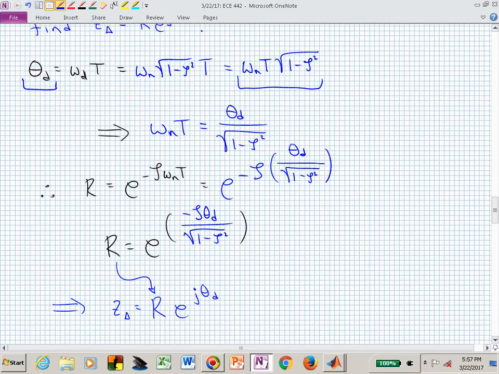And now I have an equation or a formula that only contains theta and zeta.